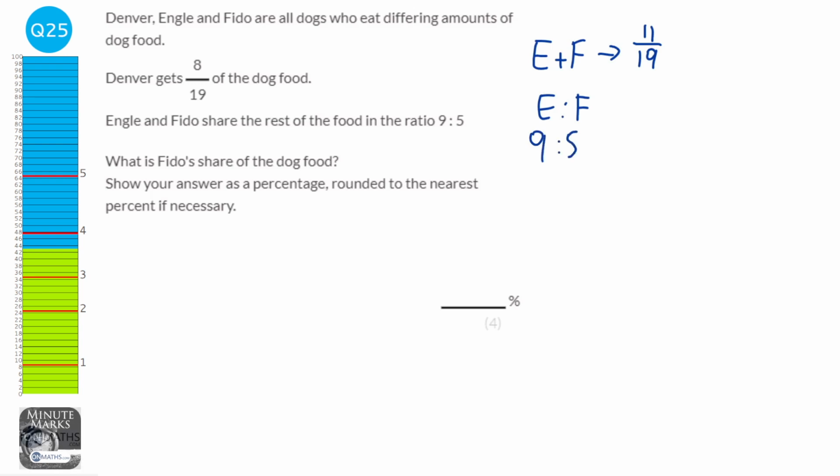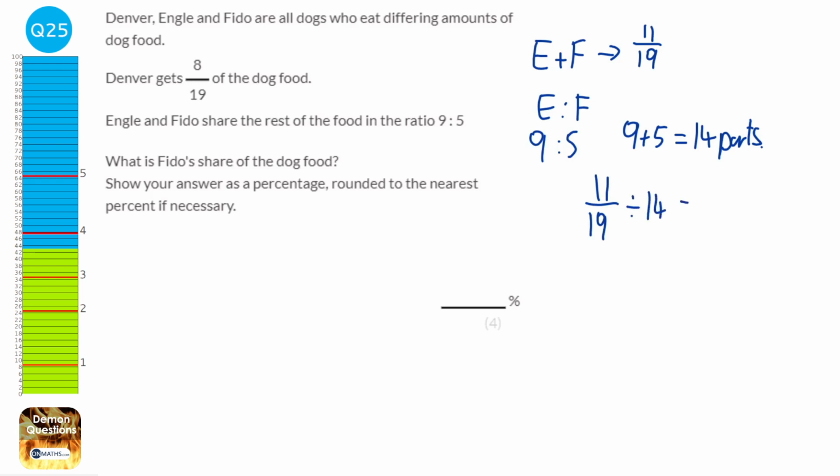And let's have a look and see, well, first of all, how many parts there are all together. So 9 plus 5, which is 14 parts. So there are 14 parts in total, and the share that they get is 11/19. So what I'm going to do is to find out what fraction one of those parts is worth by dividing 11/19 by 14. So each part is worth, and I'm just going to keep this in my calculator, 0.041 and so on. And we're asked to find Fido's share.